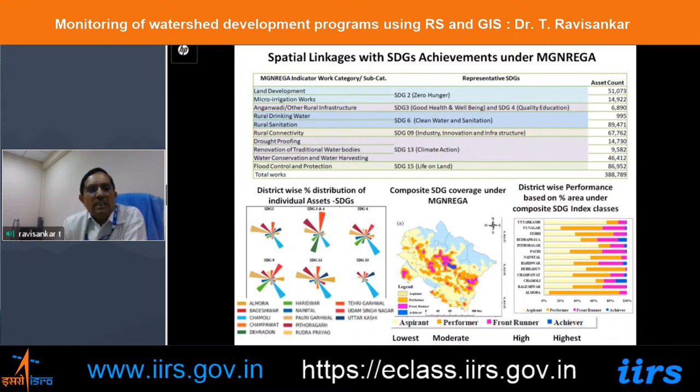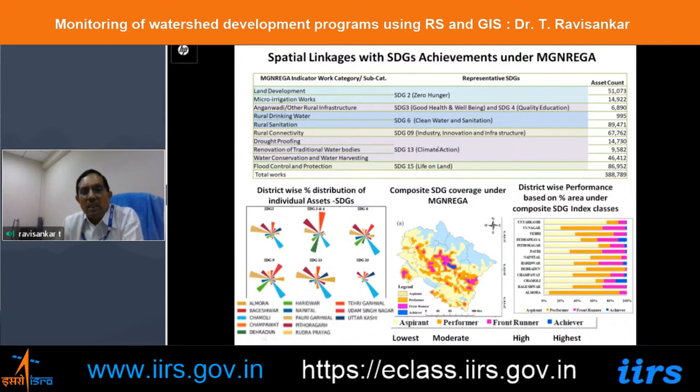And in the case of sustainable development goals 3 and 4, this particular Tehri Garhwal is standing out. In sustainable development goal 15, that is life on land, flood control and protection, it is this blue, that is Chamoli district, that is coming. So that is how we could understand the relationship between the Manrega activities and the sustainable development goals, because Manrega has to impact the lives of the rural livelihood and sustain them over a long period of time.